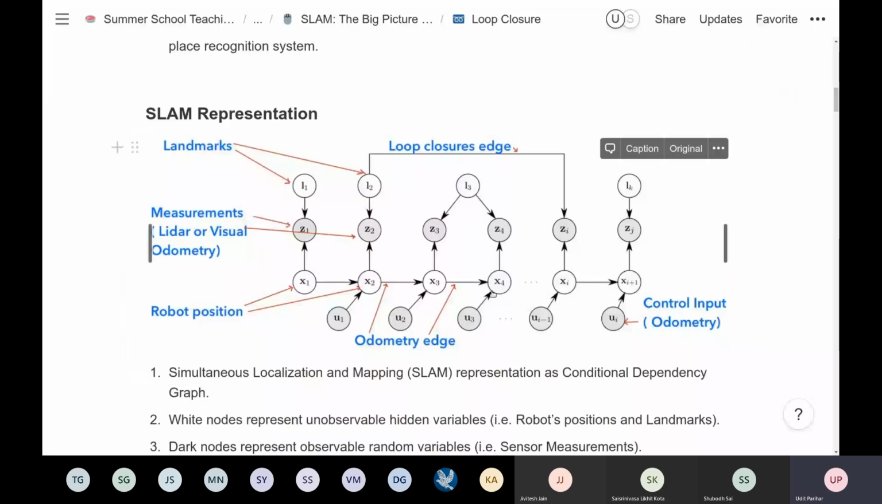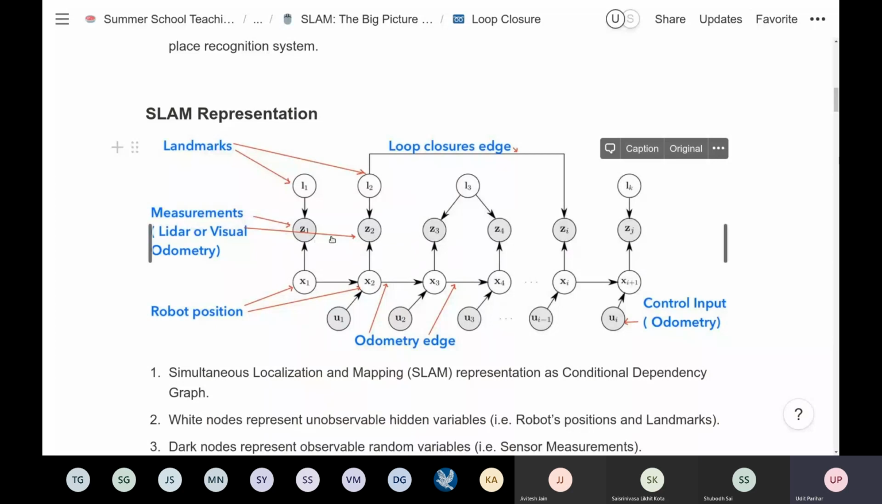I will give a quick overview of what a SLAM problem is. In the SLAM problem, we have landmarks or your map. Landmarks can be your tables, if you are talking about an indoor environment. These are your unobservable random variables, because you only observe the sensor measurements. From sensor measurements, you decide the position of your landmarks. That's why I'm calling them unobservable. And these dark squares are your observable random variables.